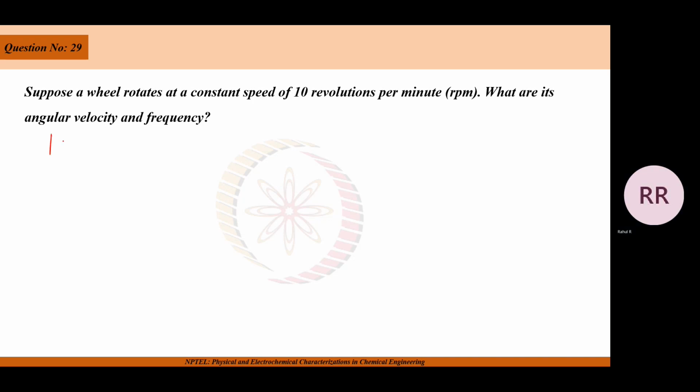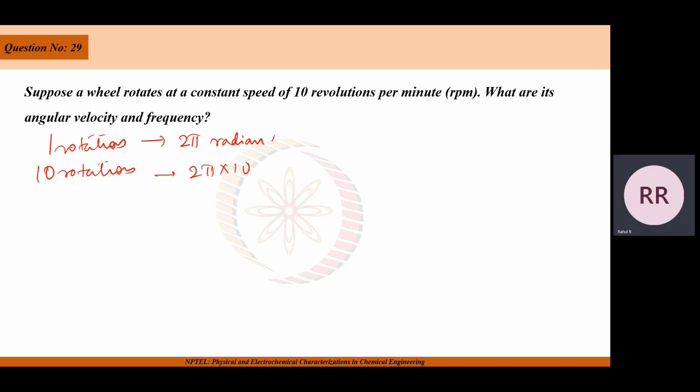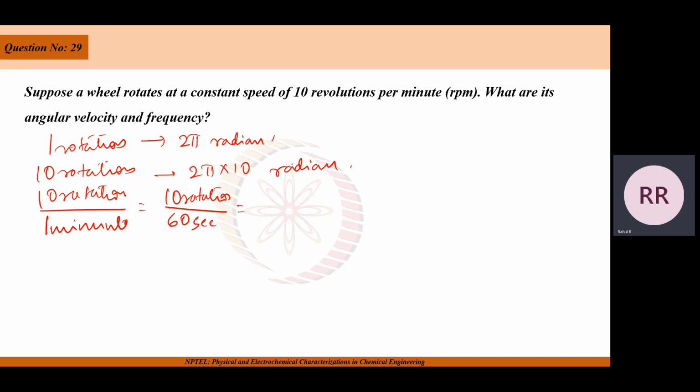So 1 rotation corresponds to 2 pi radian rotation. So 10 rotations correspond to 2 pi into 10 radians. Now 10 rotations per minute can also be written as 10 rotations per 60 seconds. Then it can be written as 2 pi into 10 by 60 rad per second. Cancel the zeros, then cancel 2, so it is nothing but pi by 3 rad per second. So this is the angular frequency.